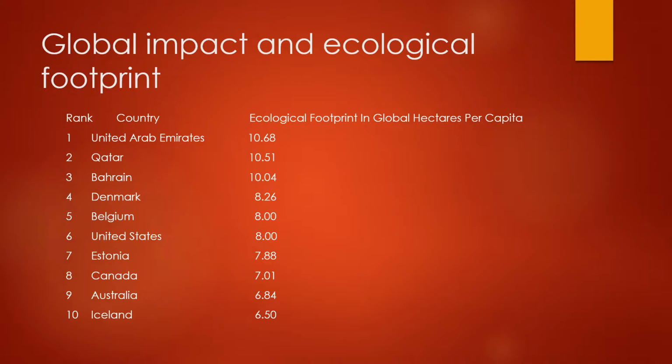So here's the top 10, and you can see Canada does make it on the list. This was more recent than the number I was showing you previously, where Canada has 7.01 global hectares per capita. So we're ranked at number 8, which is below the United States at 8, and so on and so on.